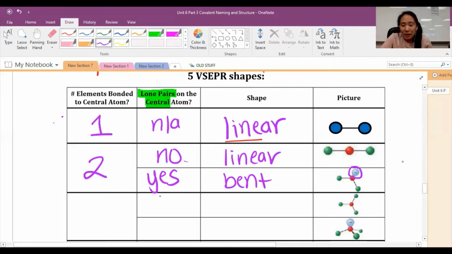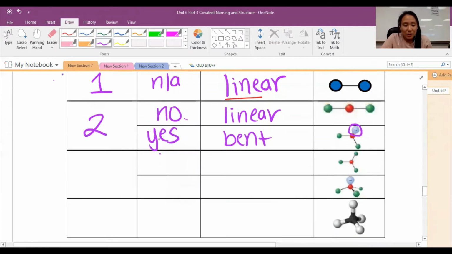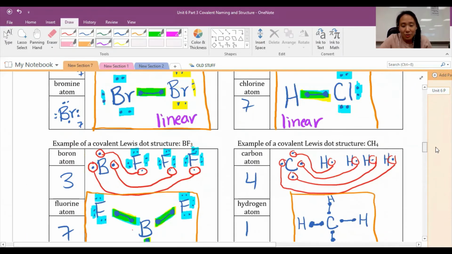The next couple of shapes on here, right? So third, if there are no lone pairs on the center, we call it trigonal. So think tri meaning three, or attached to three, and then we say planar. Planar meaning that it's flat, okay, it's flat. And then there's an example of this up here actually.